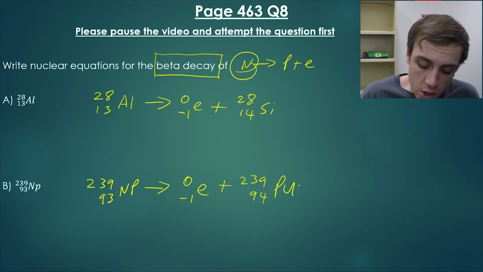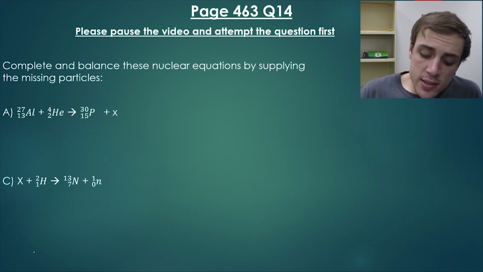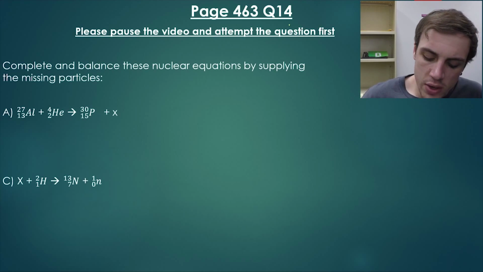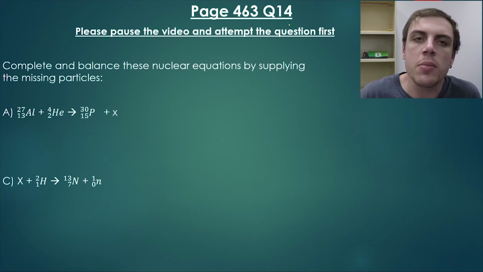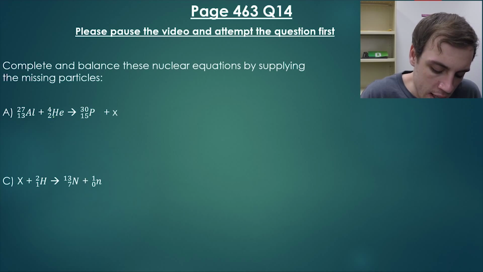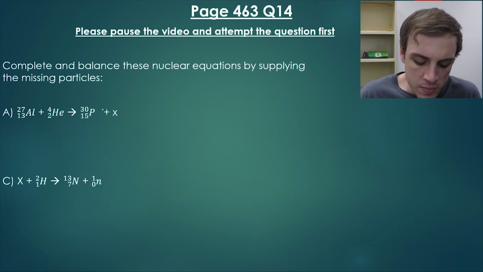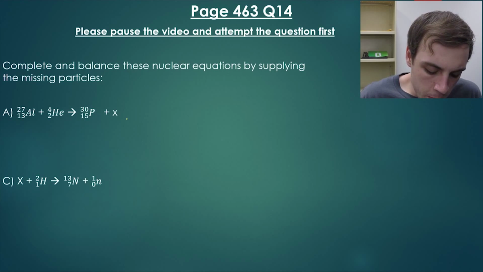And that is how you would solve a question on beta decay. Okay, so let us now look through question 14. Complete and balance these nuclear equations by supplying their missing particles. What I can see here so far is we've got aluminium and helium, and we've got a phosphate atom and something else.